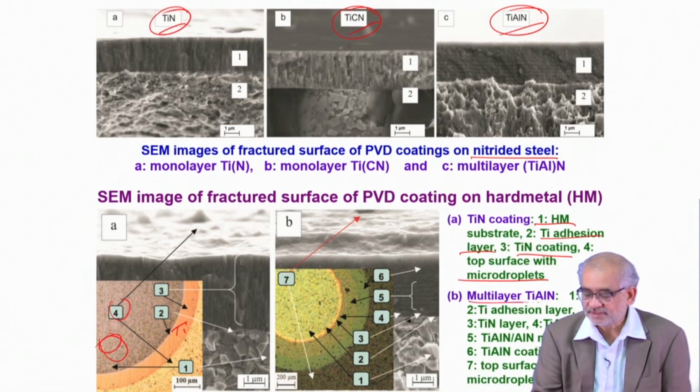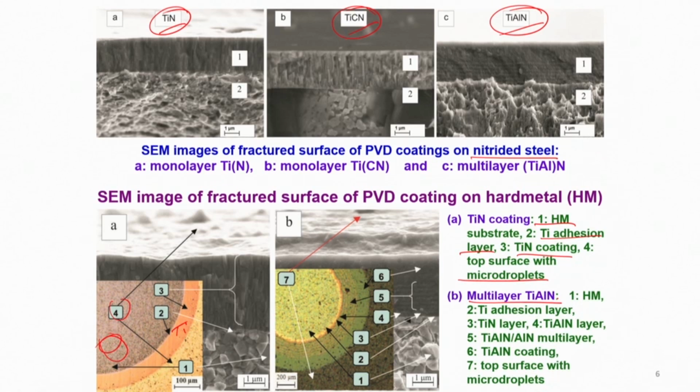We can also create a multi-layer titanium aluminum nitride. Say for example, in this coating, what you are seeing is that this is the base substrate. As usual, like we said, here the base substrate is again some kind of a metal, and on top of that we have our titanium adhesion layer, which is this layer. Then we have the titanium nitride layer, and this is the next layer. Then we can have multi-layers. So we can have multi-layers of titanium aluminum nitride or aluminum nitride and so on.